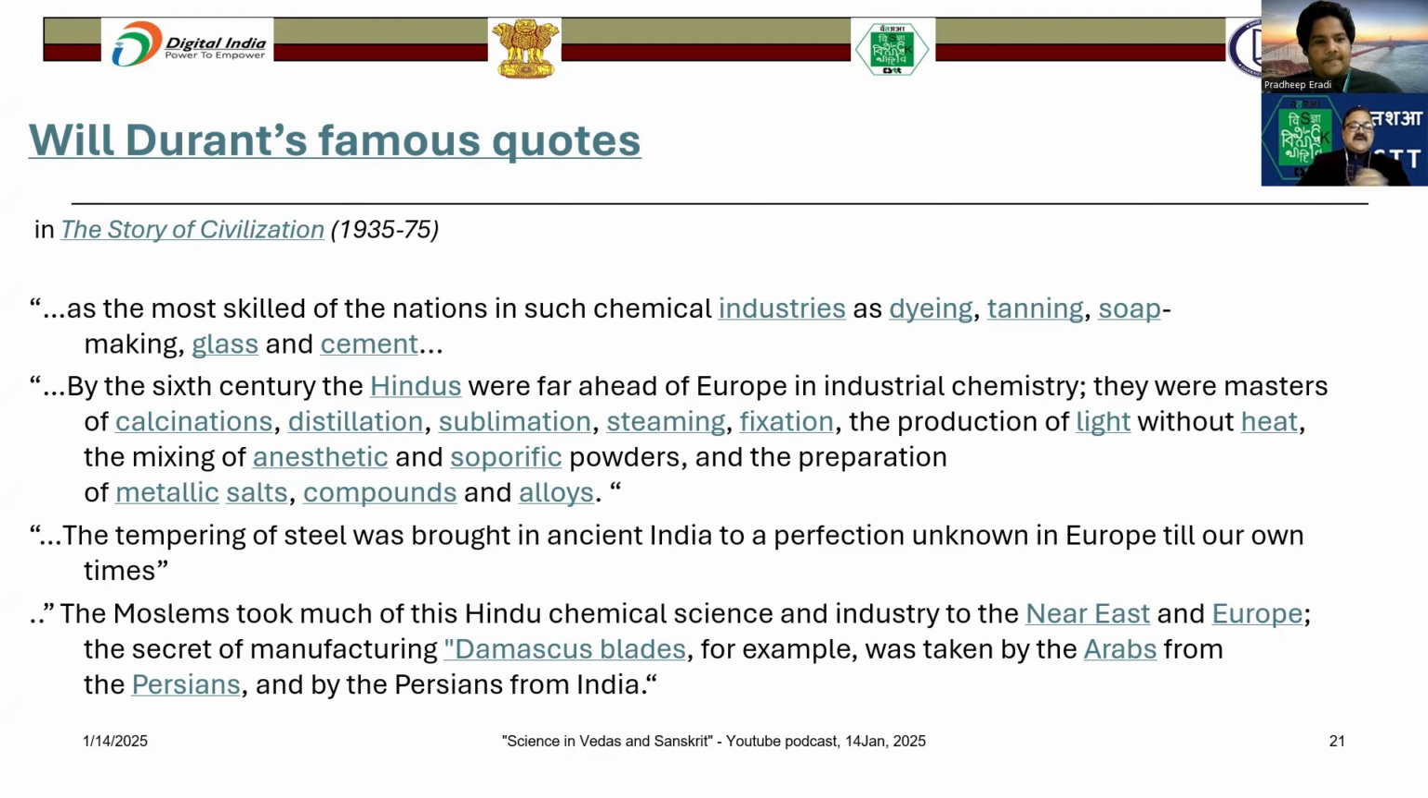The Muslims took much of this Hindu chemical science and industry to the Near East and Europe. The secret of manufacturing Damascus blades, for example, was taken by the Arabs from Persians and by Persians from India.